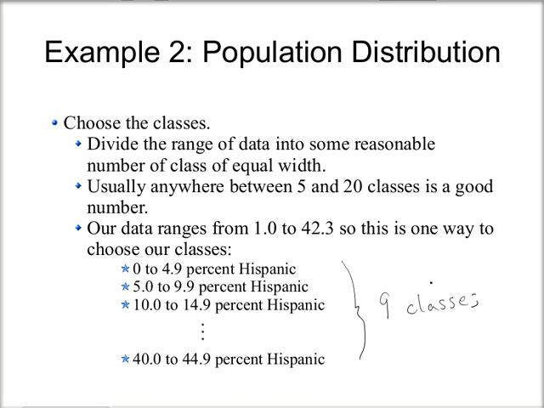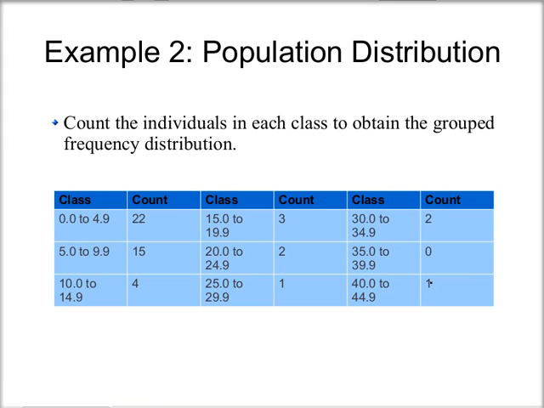Once we've chosen our intervals, I want to make a grouped frequency distribution. And I've already done that here in this chart. For each of my intervals, I've just looked at my original chart and counted how many states fell into that interval. For my lowest interval of 0.0 to 4.9, I counted 22 states that were in that range. And then for all the other intervals, I also counted up how many states were in their ranges, and that fills in this chart here.